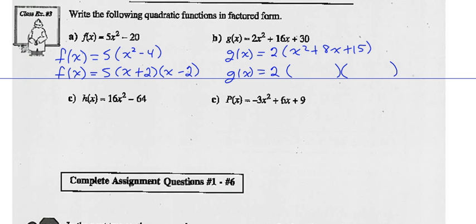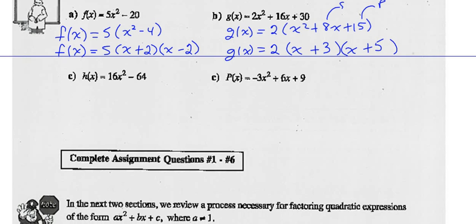The only way to get to x squared is an x in the front of each bracket, and what two numbers have a sum of 8 and a product of 15? So what are things that multiply to 15? 1 times 15, well that won't add to 8. 3 times 5 multiplies to 15, well that adds to 8. There we go, plus 3 and plus 5 are our factors.